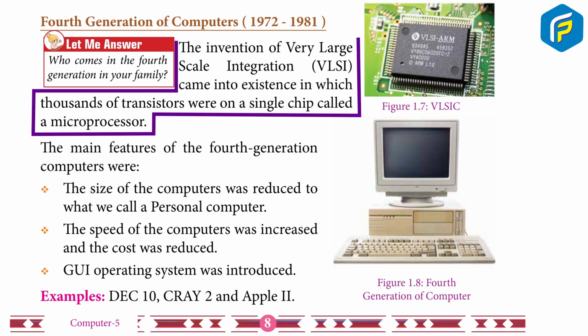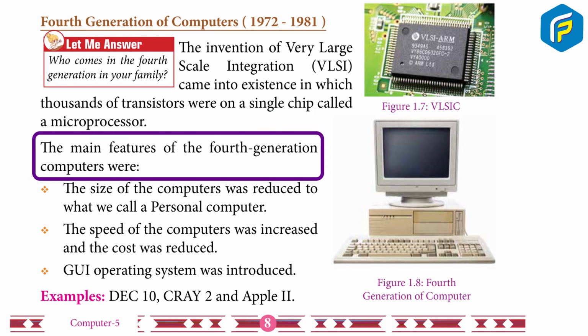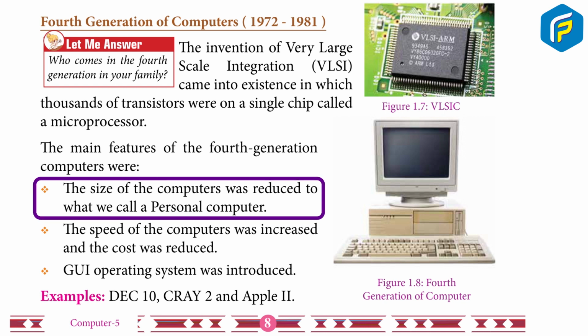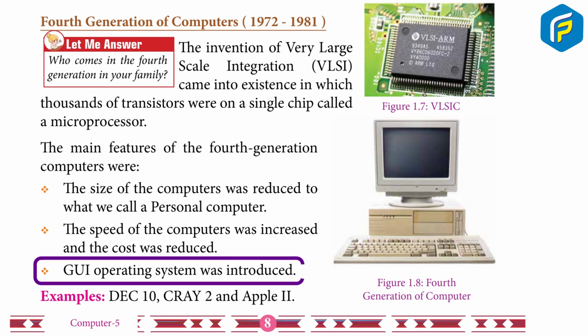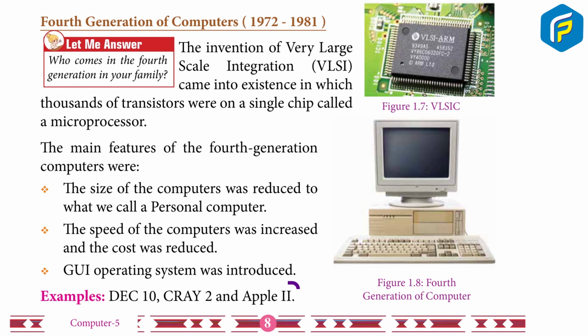The invention of very large-scale integration (VLSI) came into existence, in which thousands of transistors were on a single chip called a microprocessor. The main features of the fourth generation computers were: the size of the computers was reduced to what we call a personal computer. The speed of the computers was increased and the cost was reduced. GUI operating system was introduced. Examples: DEC 10, Cray 2 and Apple II.